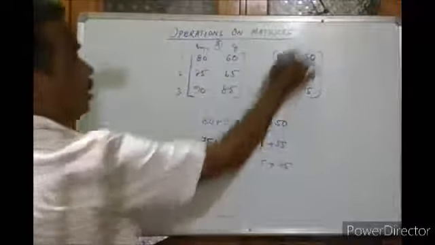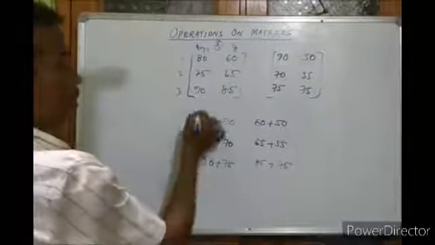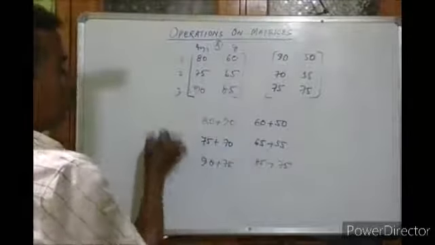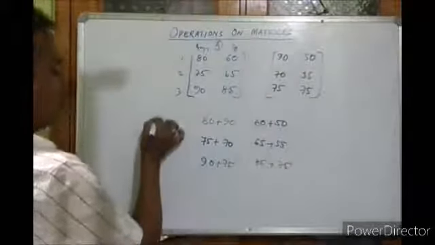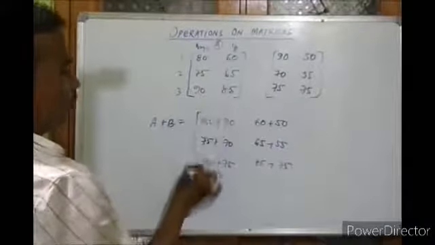Now this situation can be represented by addition of these two. If we call this one matrix A and this one matrix B, this situation can be represented by the addition of these two matrices, matrix A plus matrix B, which is equal to this one.